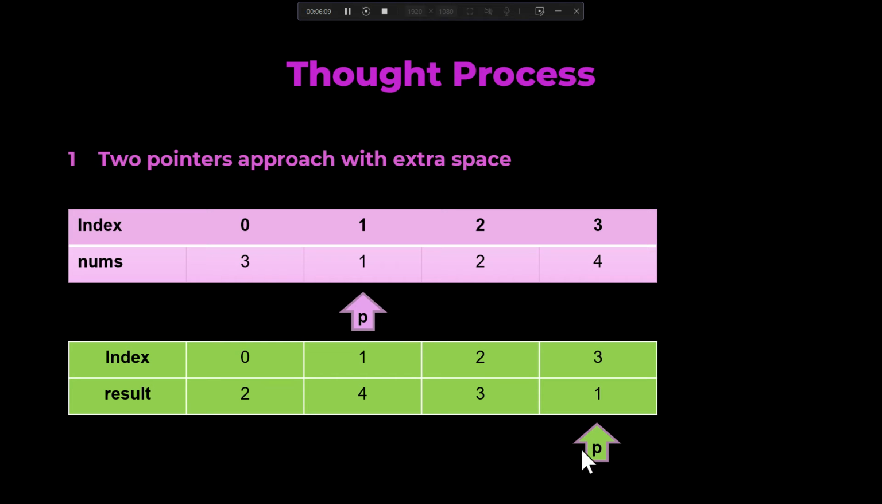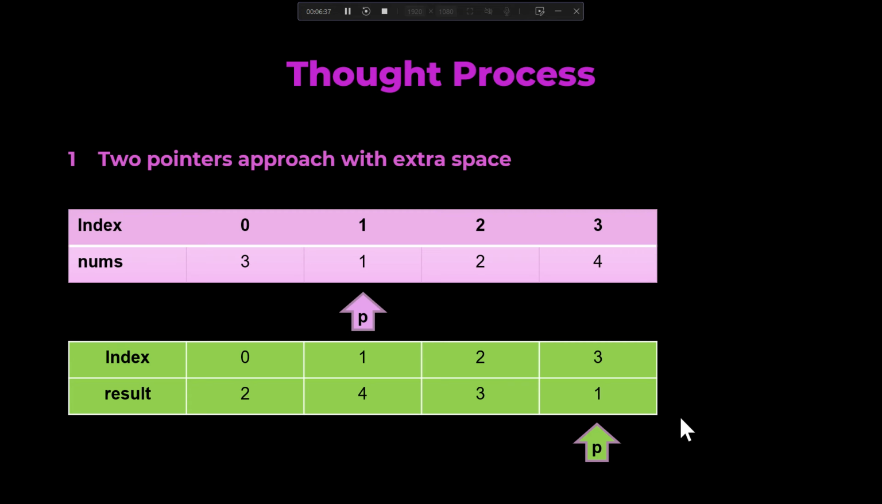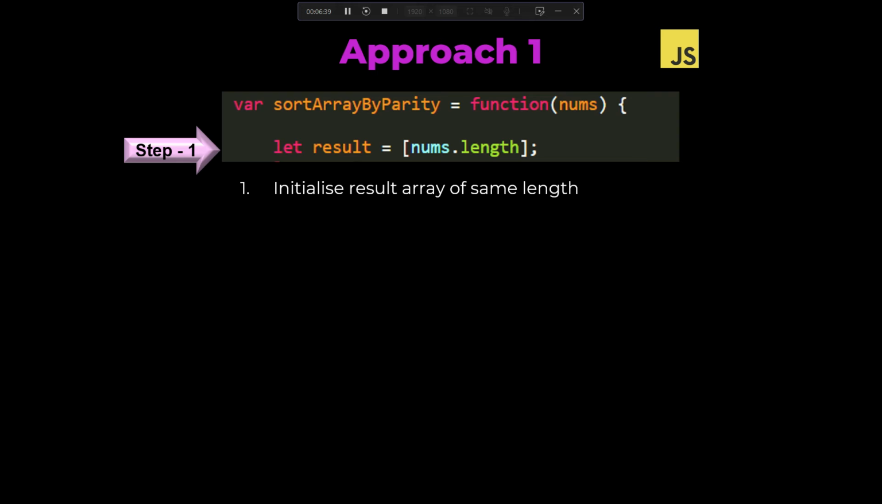Again, the pointer P is now pointing to index 3, and previously it was vacant. Now we check the element 1. The remainder will be 1, so it is an odd element, and we will add the element into this result array. Then we will keep going through, and by the end we will get this result array, and we can simply return the result. So now let's have a look at the code.